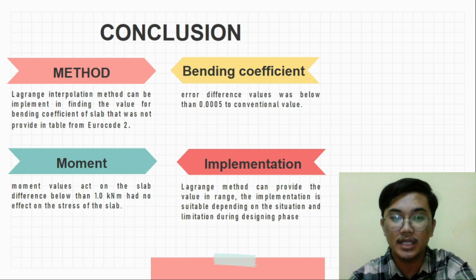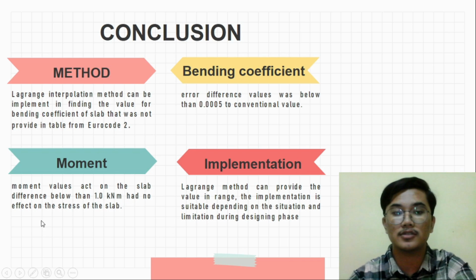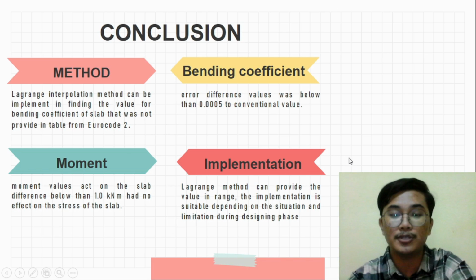Next is moment. Moment value on the slab different below than 1.0 kilonewton meter had no effect on the stress of the slab. And lastly is the implementation. Lagrange method can provide the value in range. The implementation is suitable depending on the situation and limitation during the design phase.